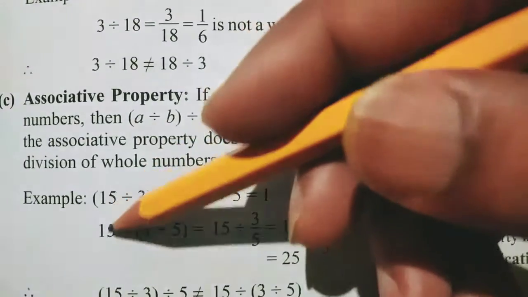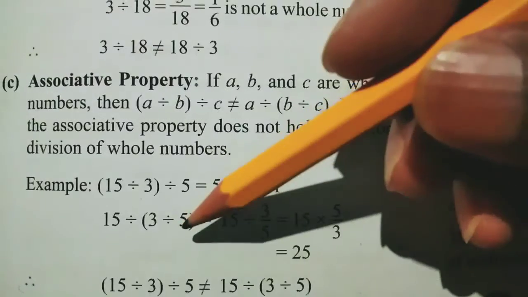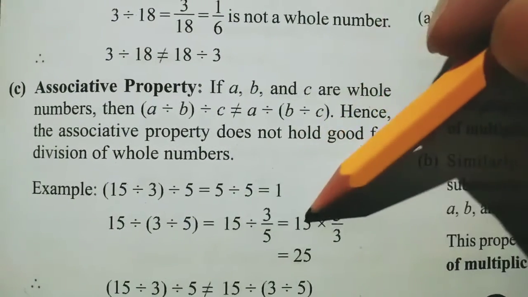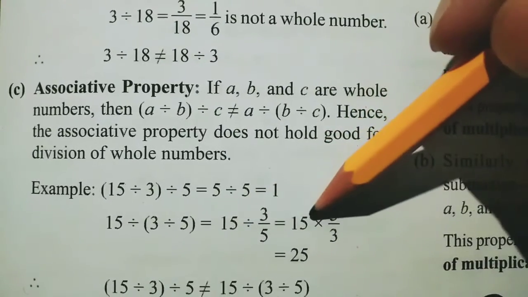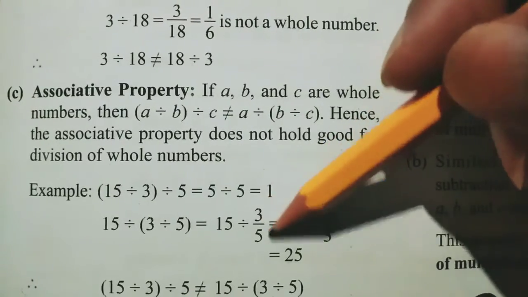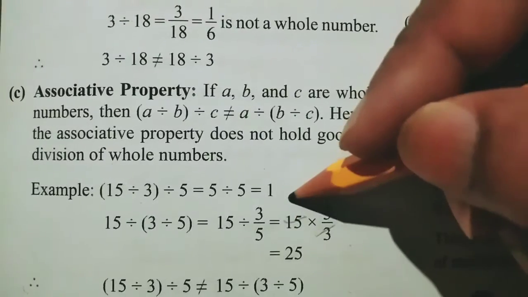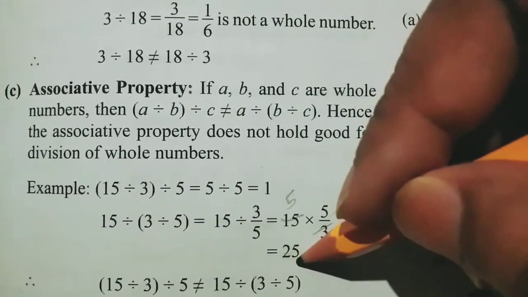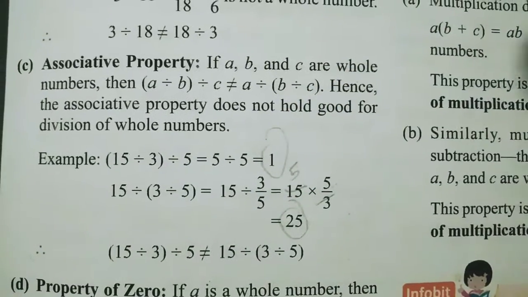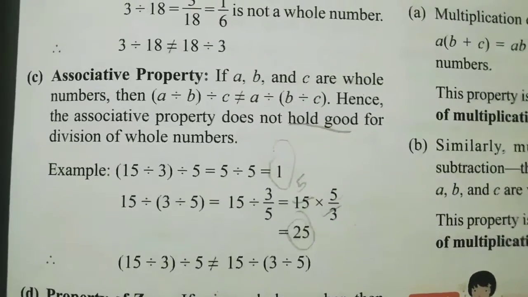Again, when we change the grouping, 15 is outside now, and 3 divided by 5 is in one group inside the bracket. So 15 divided by (3 divided by 5). It is a fraction. When we divide a whole number by a fraction, we change the division sign to multiplication and take the reciprocal. So 3 by 5 will become 5 by 3. Cutting, 3 fives are 15, 5 fives are 25. So the answer is not matching. Here 1, here 25. That's why it is not equal. Understanding or not? So the associative property also does not hold good for division. It is not valid for division.